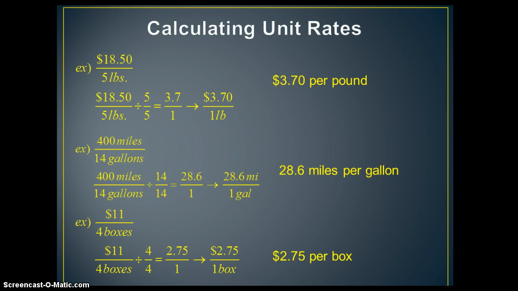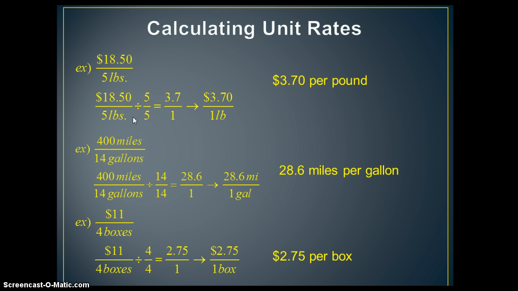Calculating unit rates is super simple. Everyone can do this because we all know how to do division. So let's look at our first example. We have $18.50 over 5 pounds, and we want to figure out what the price is for 1 pound. That way I know what I'm paying and I can compare things. So we have $18.50 over 5 pounds.